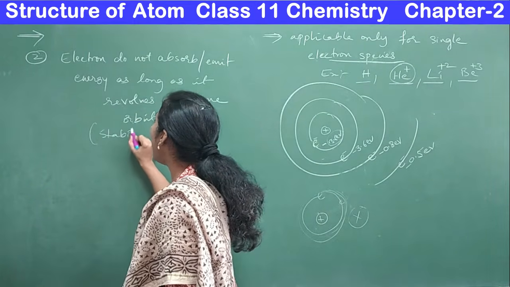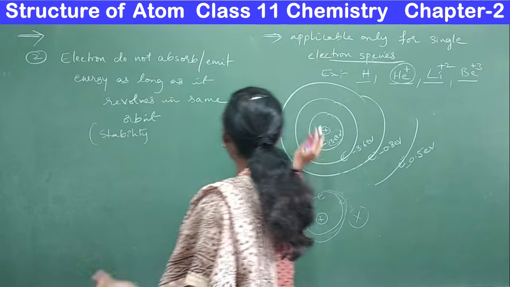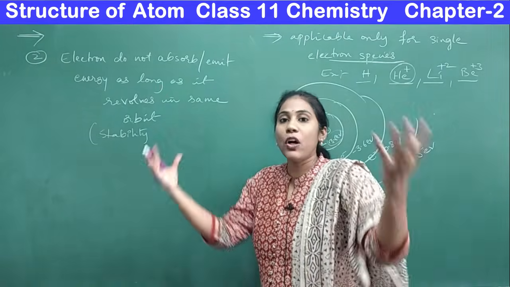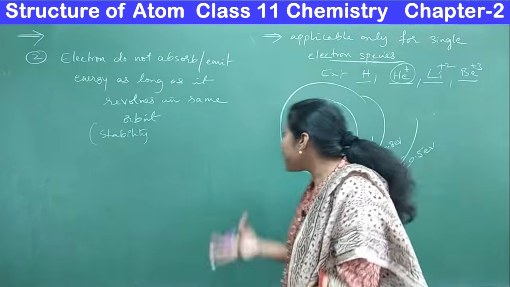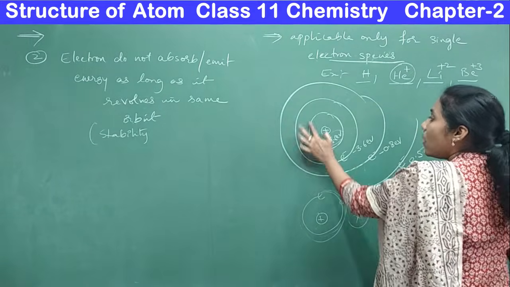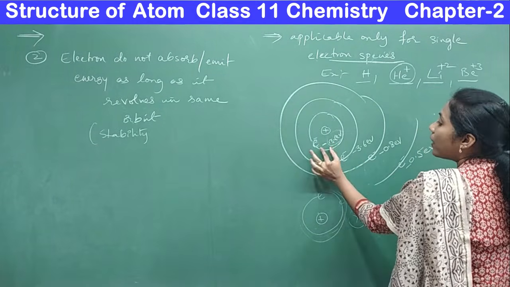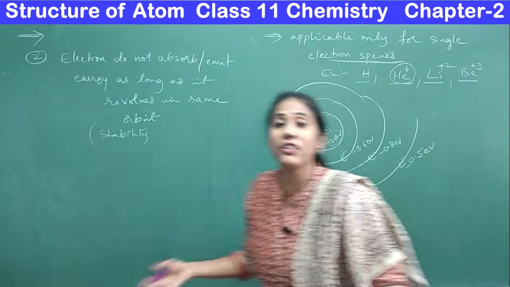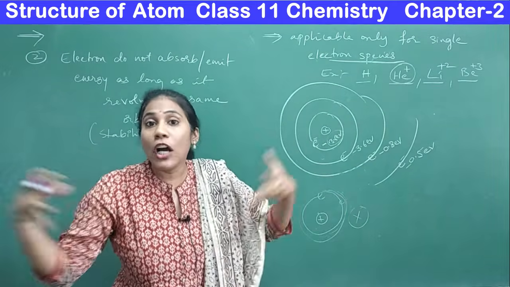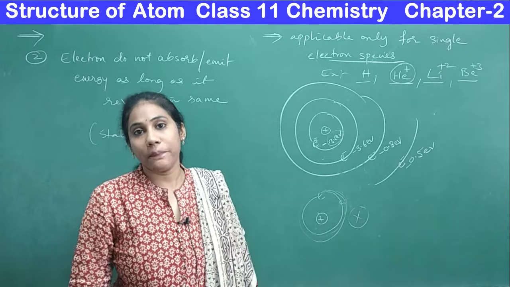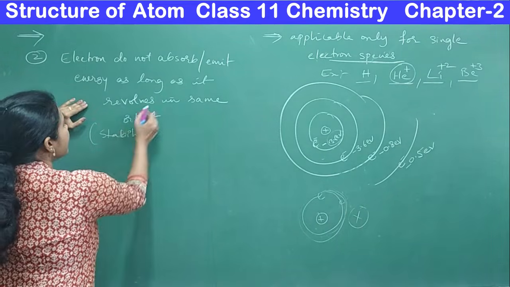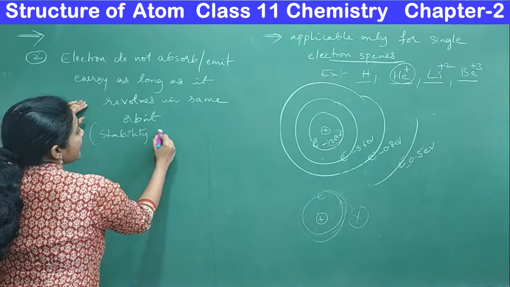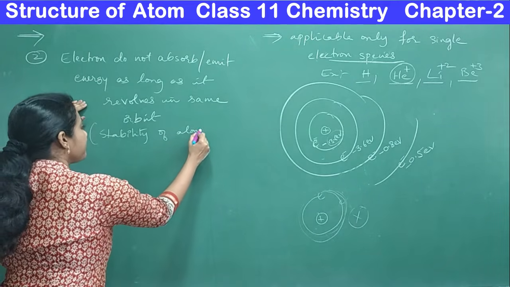So this point is giving justification for the stability of the atom. He said why the atom is stable, why electrons, though they revolve around a nucleus, will not fall on the nucleus, is because as long as they move in an orbit, they will not emit energy. That means they will not lose or gain energy. So that's why it stays there only, right? So this is giving justification for the stability of the atom.